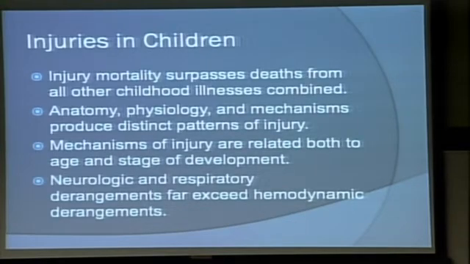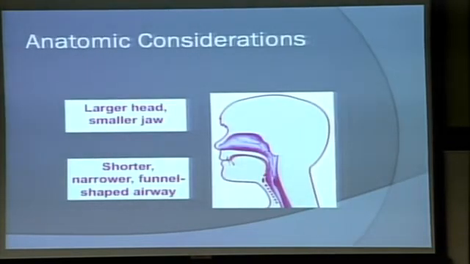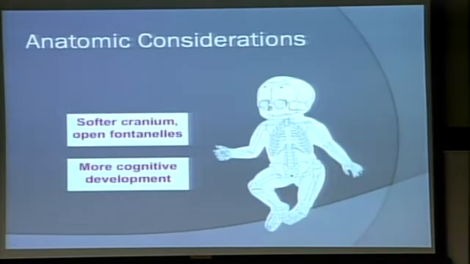Neurologic and respiratory derangements far exceed hemodynamic. In other words, trauma shock is more likely to be caused by a neurologic injury or respiratory problem than it is by simply bleeding. So, kids have a larger head, smaller jaw. That makes it a little bit more difficult for your intubation tube. Shorter, narrow, funnel-shaped airway.